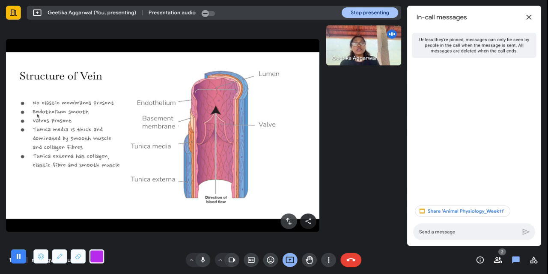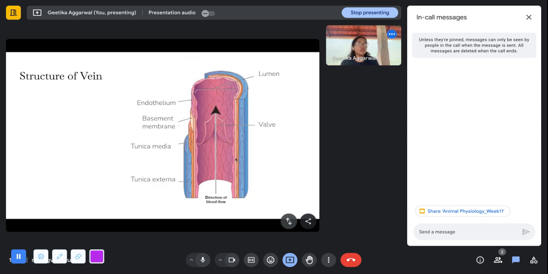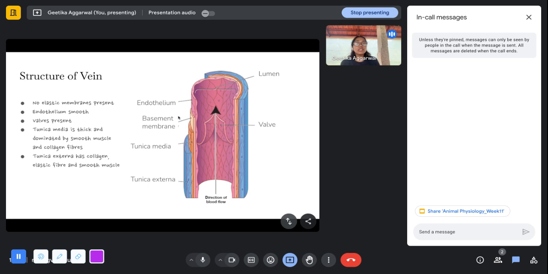So, as I note down, there are no elastic membranes present in the veins, as we saw in the arteries. In arteries, there are these two elastic membranes, internal and external elastic lamina. One is present inside the tunica media and one is present outside the tunica media. The endothelium here is smooth, it is not rippled. The valves are present here to prevent the backflow of blood.